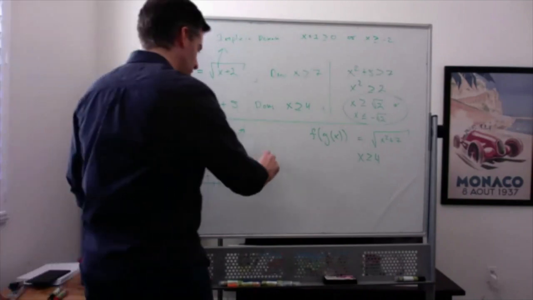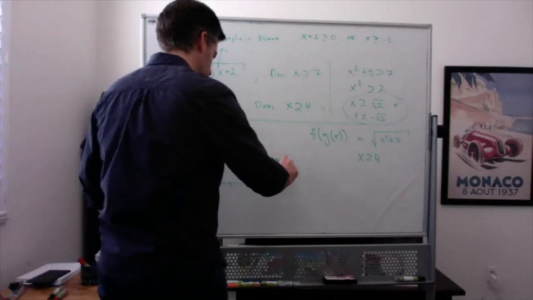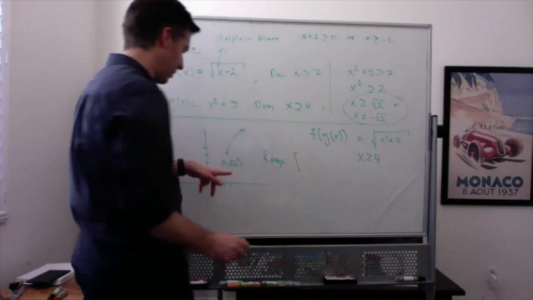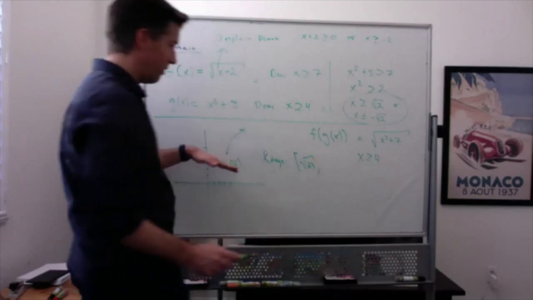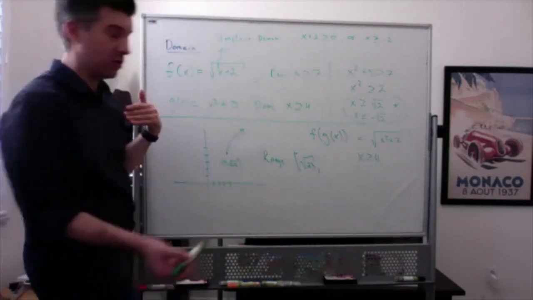So the range here would be everything from the lowest y value of the square root of 23, and then the y values just keep getting larger and larger and larger.